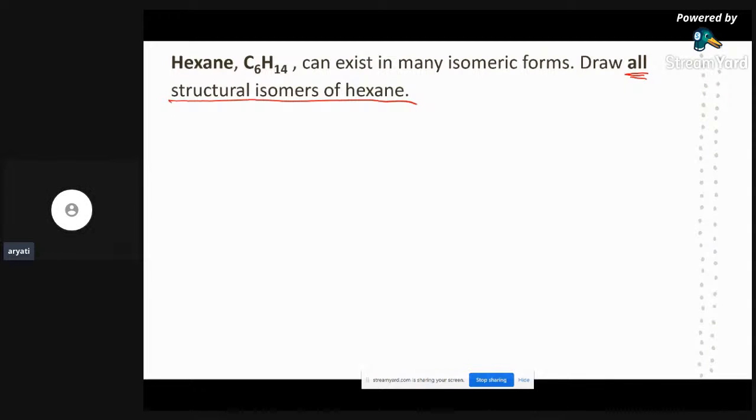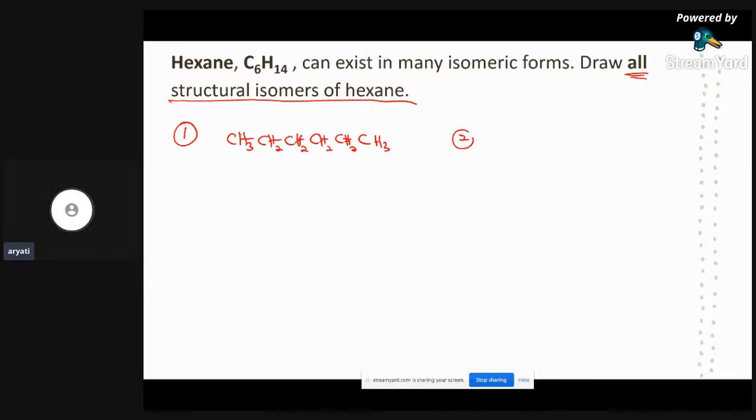Okay, so the first structure is 1, 2, 3, 4, 5, 6 carbon. So kat sini H ada 14. So kat sini ada 3, 4, 5, 6, 7, 8, 9, 10, 11, 12, 13, 14. So this is the first structure. So the first structure, see H14 in the form of straight chain.